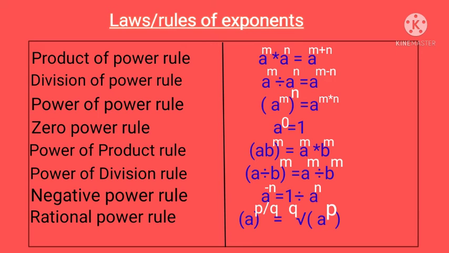Then we have power of product rule. That is, if a product is raised to power n, then all the elements of that product are raised to that power n. Similarly, power of division rule states that if a division is raised to power n, then all the elements are raised to power n in the division. The next one is the base raised to the fractional or rational power p over q. If a is raised to the power p over q, then we can write it as the qth root of a to the power p. These are the basic rules.